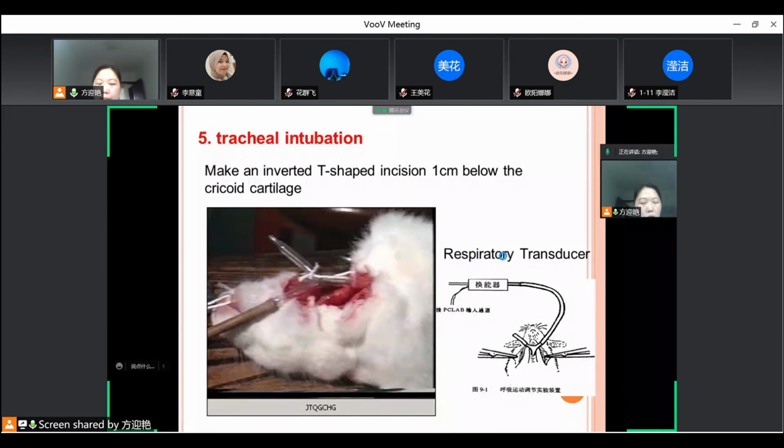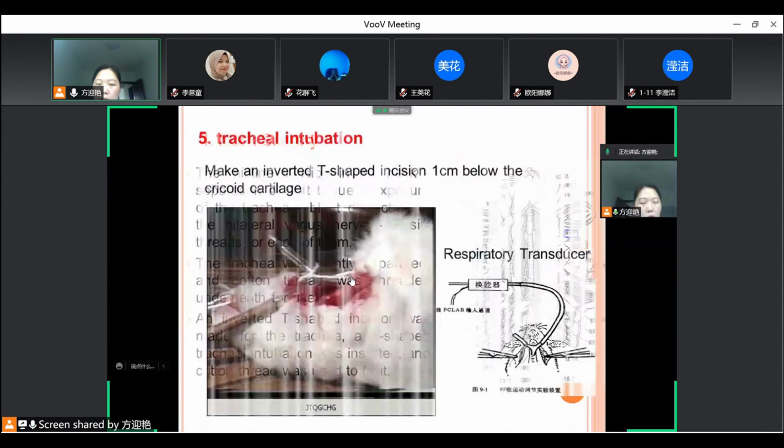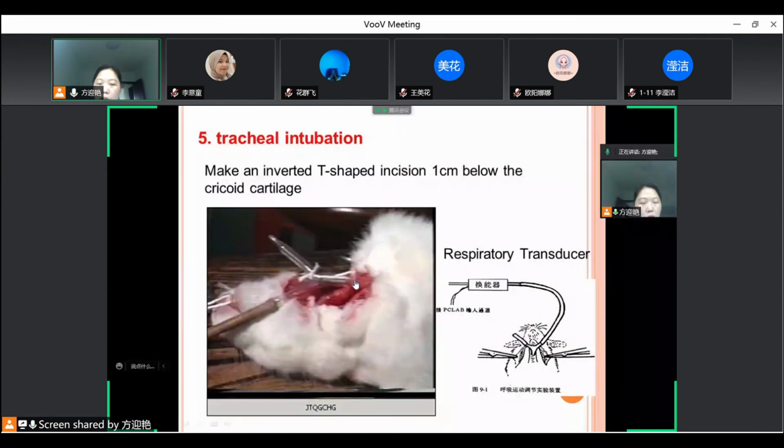Yes, here we have it. This is the trachea. We make the inverted T shape. It means the T shape, inverted T shape. And then we do this incision, and then we should insert the intubation tube into the incision.